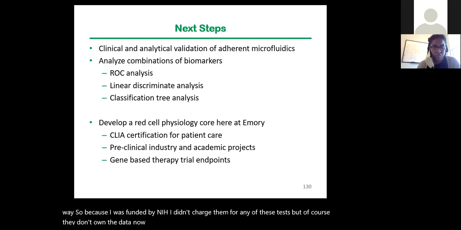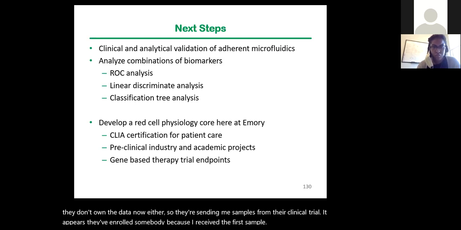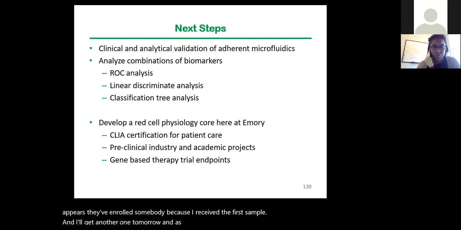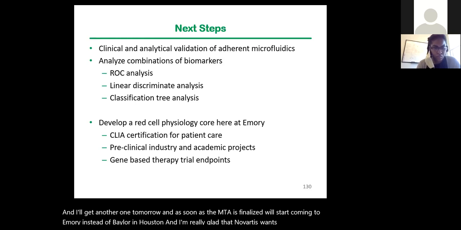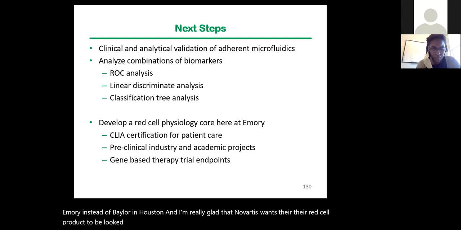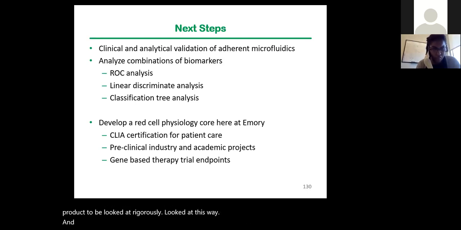So they're sending me samples from their clinical trial. It appears they've enrolled somebody because I've received the first sample, and I'll get another one tomorrow. And as soon as the MTA is finalized, they'll start coming to Emory instead of Baylor and Houston. And I'm really glad that Novartis wants their red cell product to be looked at rigorously, looked at this way. And Beam Therapeutics, which does base editing, wants to be analyzed this way as well. Bluebird Bio said no, Vertex said no.